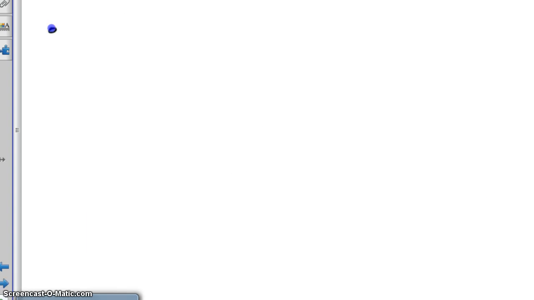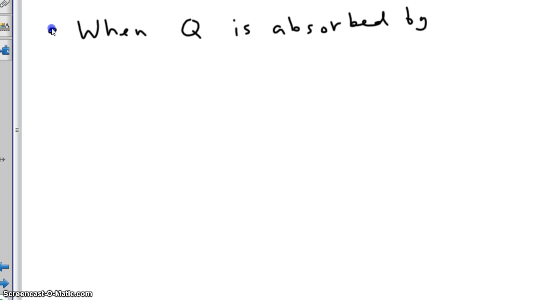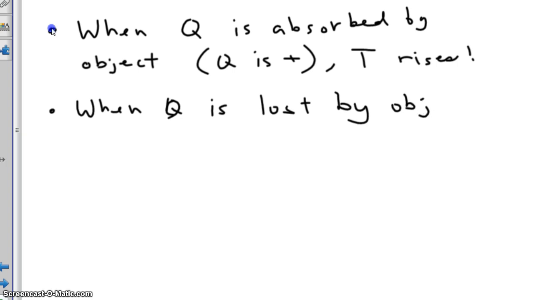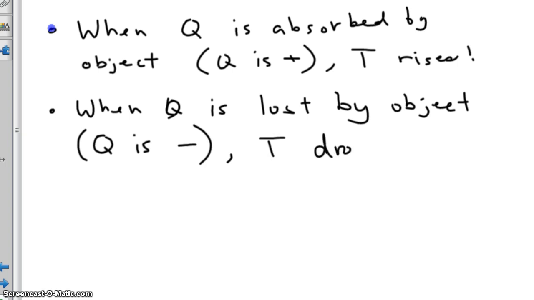So what did we just see? Let's summarize. When thermal energy is absorbed by an object, when Q is positive, the temperature clearly rises. And when the thermal energy is lost by an object, when Q is negative, the temperature drops for the object.